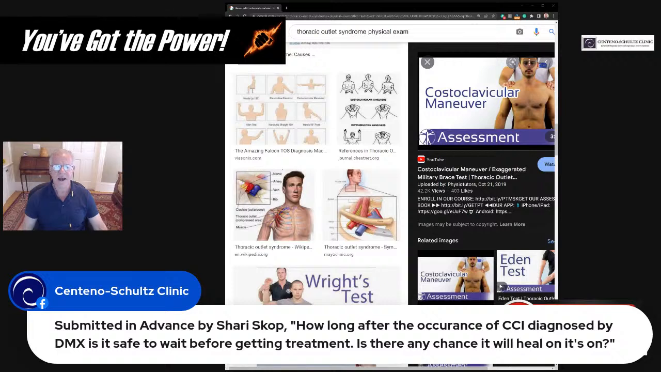Centeno Schultz Clinic, submitted in advance by Sherry Scopp. How long after the occurrence of CCI diagnosed by DMX is it safe to wait before getting treatment? Is there any chance it'll heal on its own?